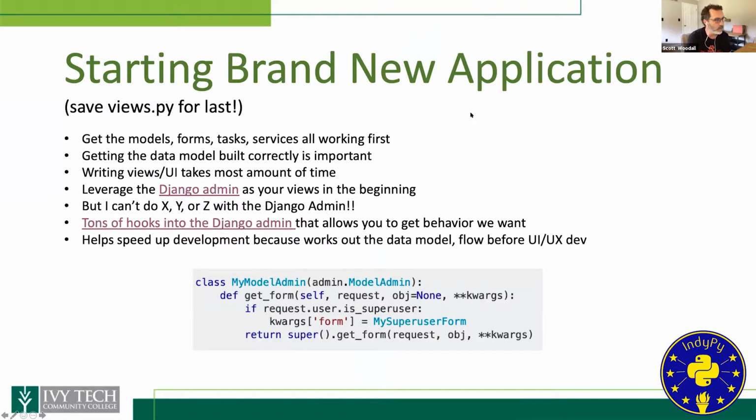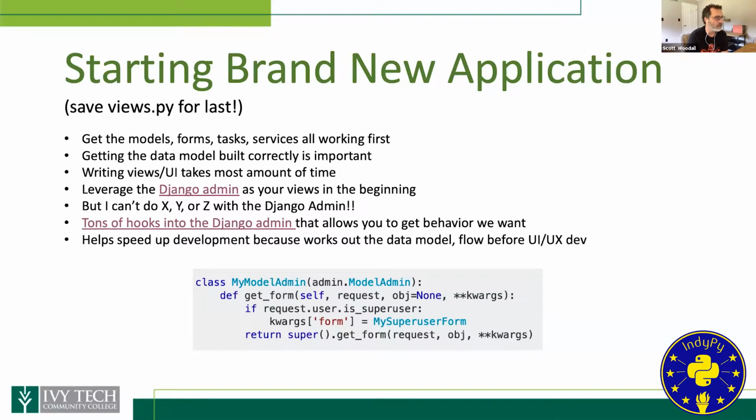If you're starting a brand new application, I would suggest that you save the views.py for last. The reason being, writing the views and the UI, from what I've seen, takes the most amount of time. If you can save writing the views and the HTML for last, I think you will improve your output when developing products. If you can get the models, the forms, the tasks, and the services up and running first, I think you'll see the benefit.